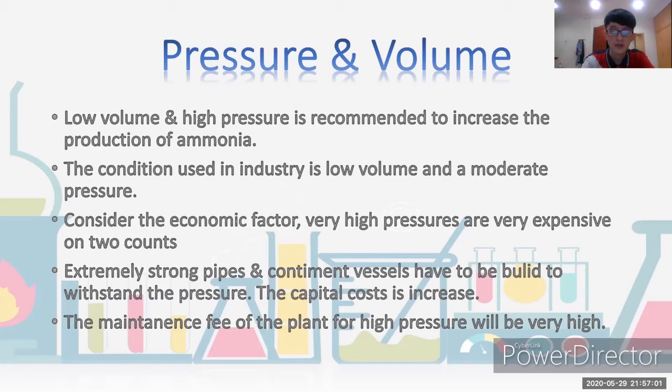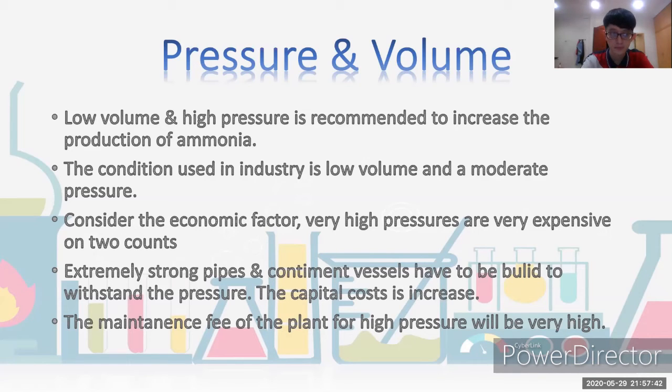Why the industry uses a moderate pressure rather than a high pressure is because they have to consider the economic factor, as very high pressures are very expensive on two counts. First, extremely strong pipes and containment vessels have to be built to withstand the pressure. This will increase the capital cost of the plant. Furthermore, the maintenance fee of the plant for high pressure will be very high.